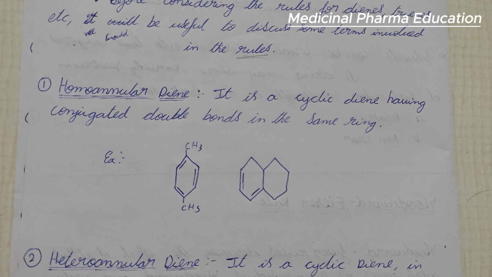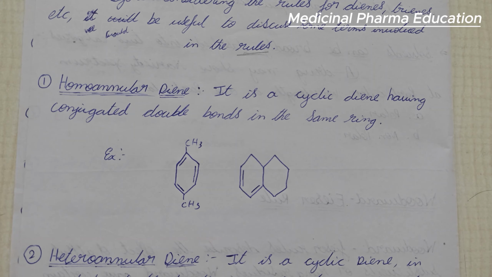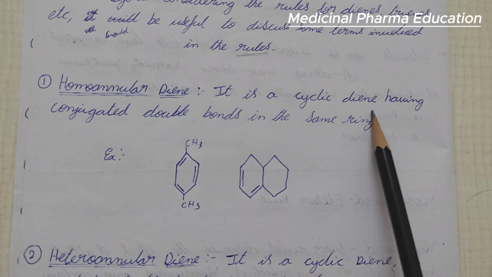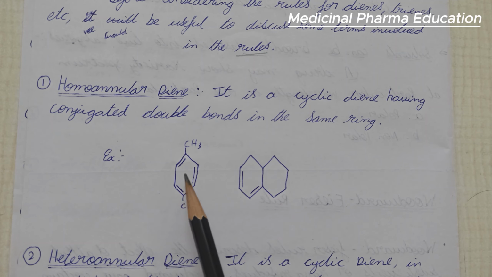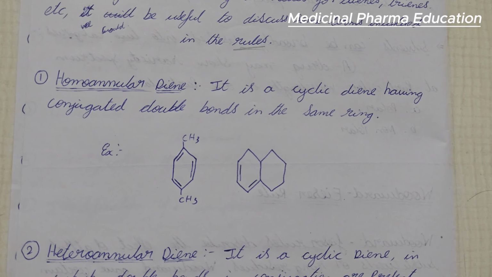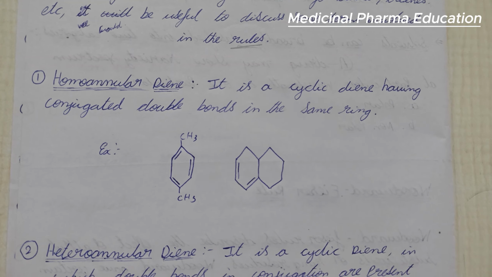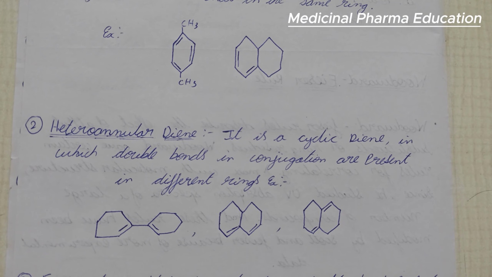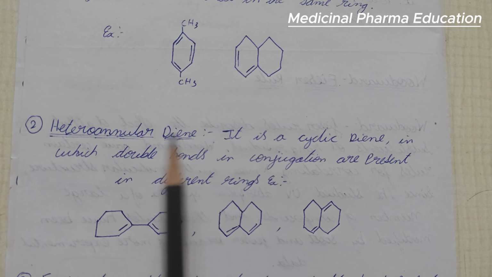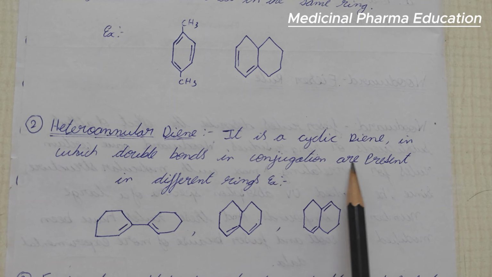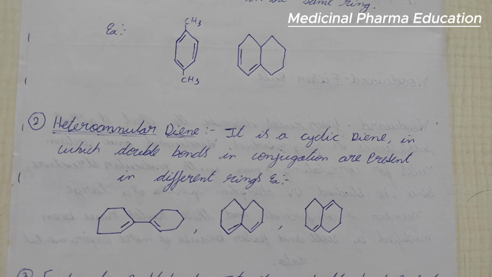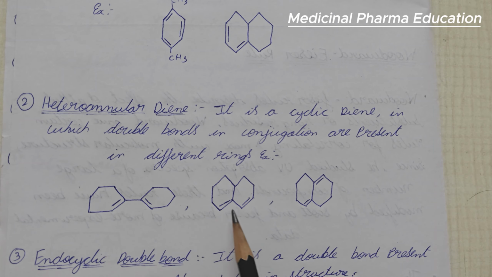First, homoannular diene. It is a cyclic diene having conjugated double bonds in the same ring. You can see in the structure that the conjugated double bonds are present in the same ring. Homo means same, annular means ring. That is a homoannular diene. Next, heteroannular diene. The name tells that hetero means different: it is a cyclic diene in which the conjugated double bonds are present in two different rings. That is a heteroannular diene.